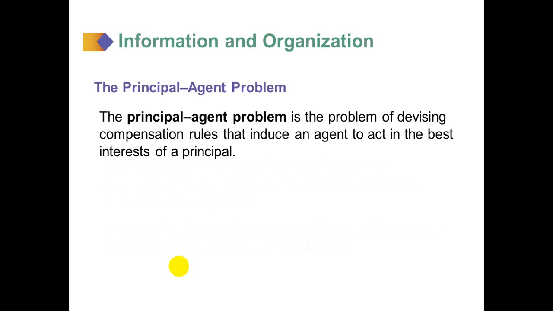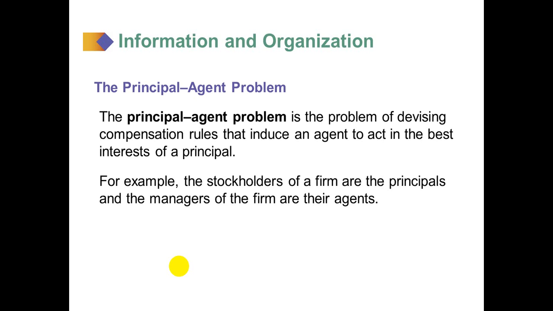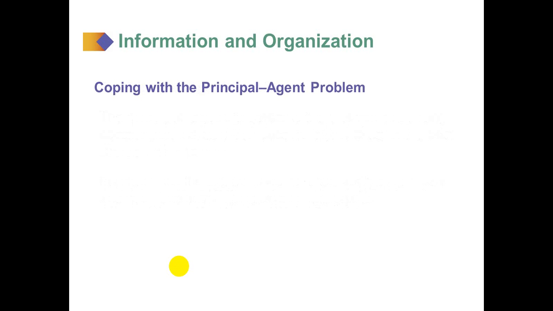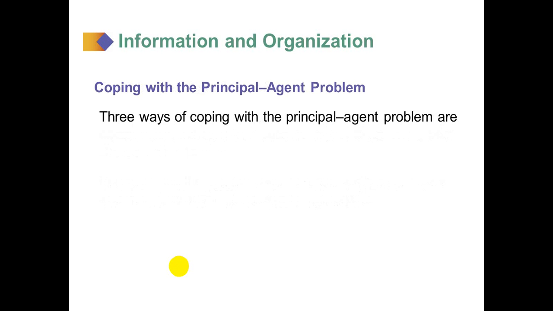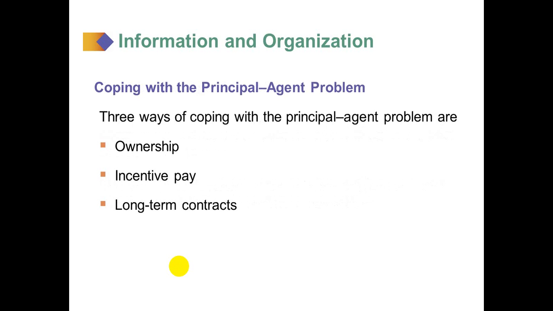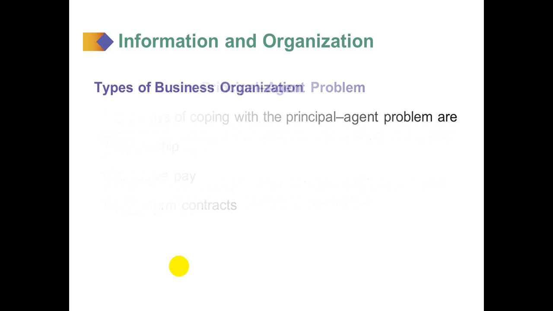The principal-agent problem. Dear students, the principal-agent problem is the problem of devising compensation rules that induce an agent to act in the best interests of the principal. For example, the stockholders of a firm are the principals and the managers of the firm are their agents. Three ways of coping with the principal-agent problem are ownership, incentive pay, and long-term contracts.